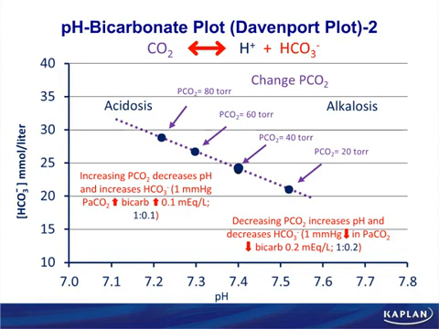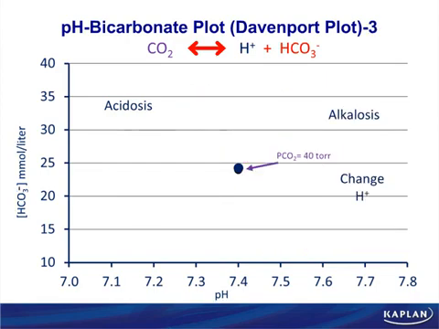Moving up and to the left represents increases in CO2. Moving down and to the right represents decreases in CO2. All right, now let's change hydrogen. If I add hydrogen, pH goes down, driving the reaction to the left, and bicarb falls. So, increasing hydrogen decreases pH and bicarb, somewhat like this.